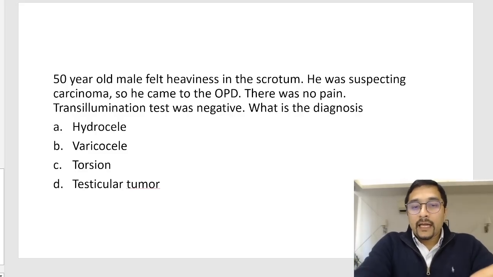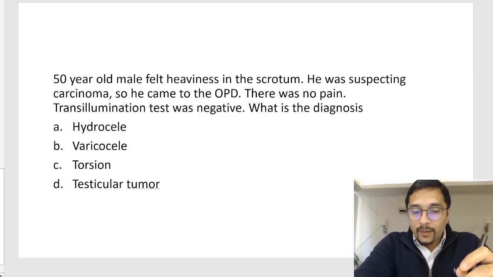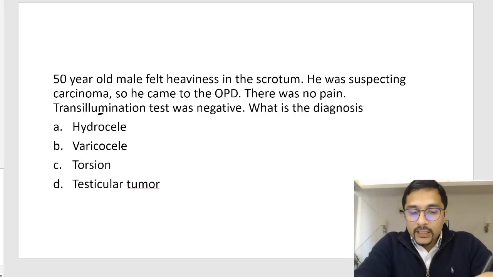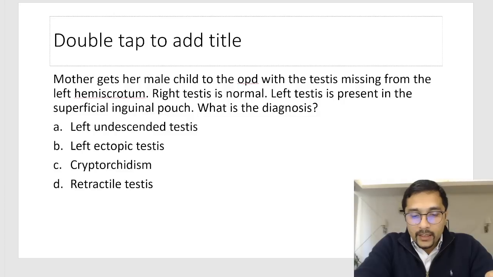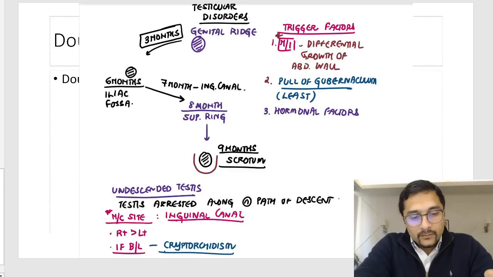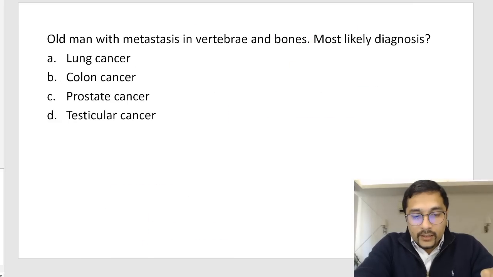A 50-year-old male felt heaviness in the scrotum. You're suspecting a cancer. Transillumination test is negative. No pain. What is the diagnosis? So it is a tumor, and if it is a tumor, we have to, like I said, do a high inguinal orchidectomy. So this question I've already covered.